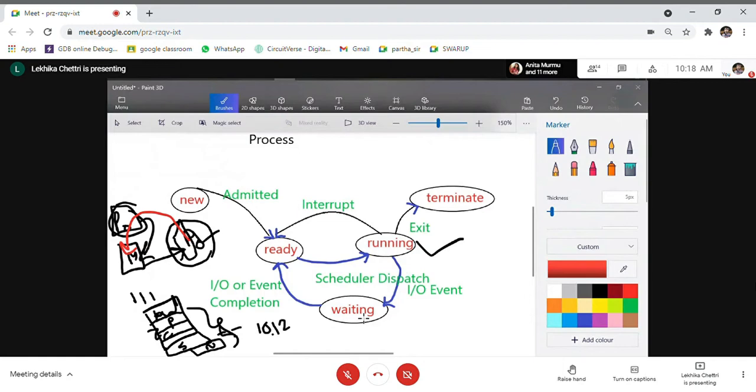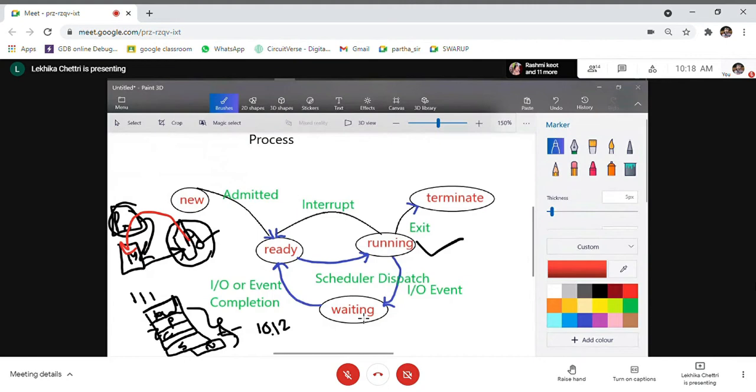So see here, running, waiting, we have input output event. Some input output event has occurred: printer, scanner, Xerox machine, keyboard, mouse, etc. It needs something like that, and which is not free, so it enters into the waiting. So now let us say that printer is now free. That means that input or output event has completed.